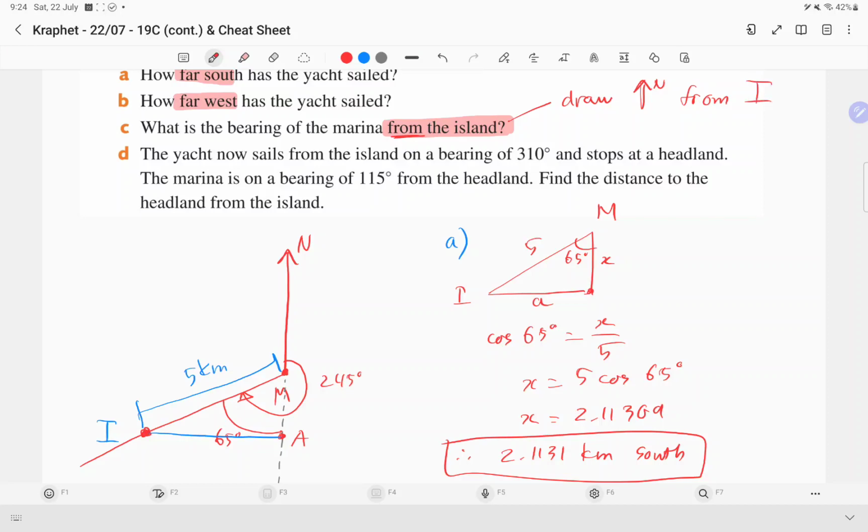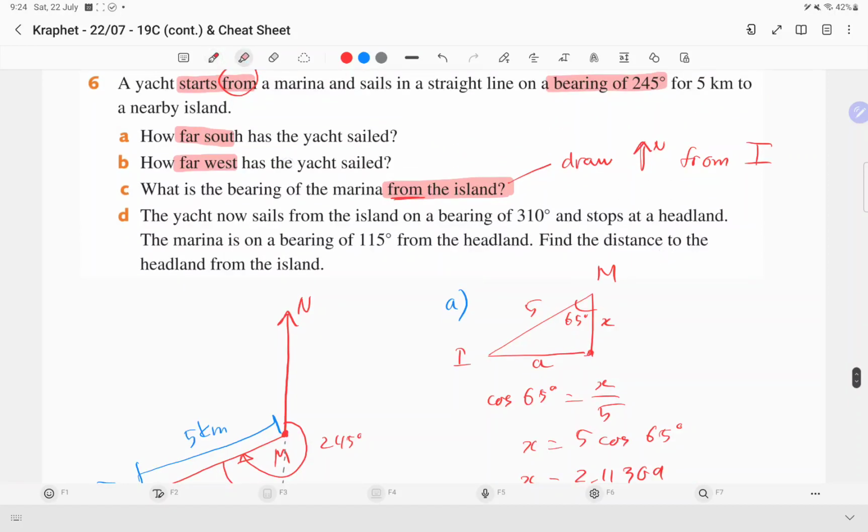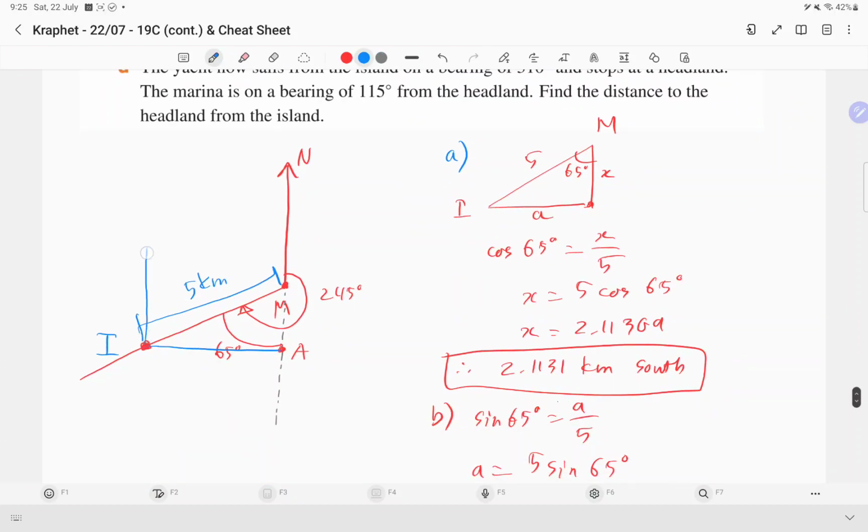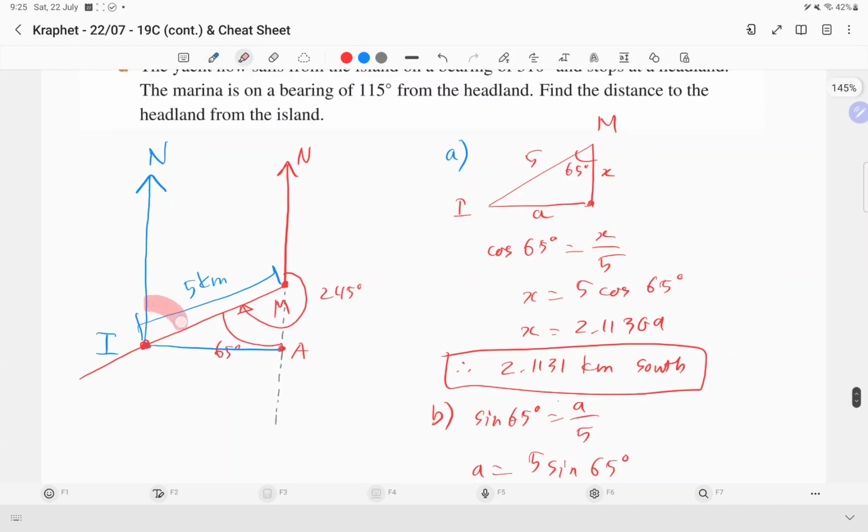Does that make sense? Because when you calculate bearing, it has to be from some point, and you have to draw the north line from that point. This is the most important thing. You look at the from keyword, you draw the north line from whatever point you're supposed to be doing. So from the island means you draw the north line from the island. And then when you calculate the bearing, it will be this angle here. Does it make sense? Yeah.